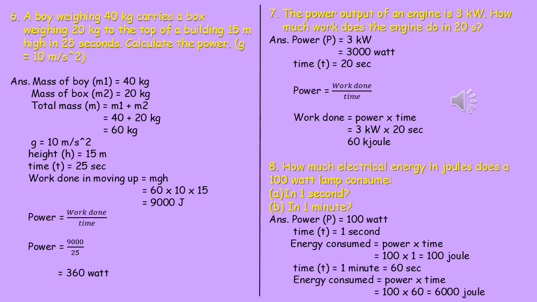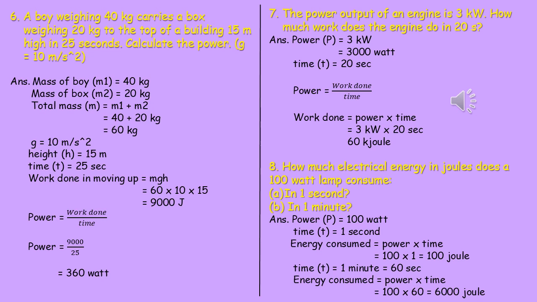Question number 7. The power output of an engine is 3 kilowatt. How much work does the engine do in 20 seconds? Power P is equal to 3 kilowatt, that is equal to 3000 watt. Time T is equal to 20 seconds. Power is equal to work done by time. So work done is equal to power into time, 3 kilowatt into 20 second, that is 60 kilojoule.